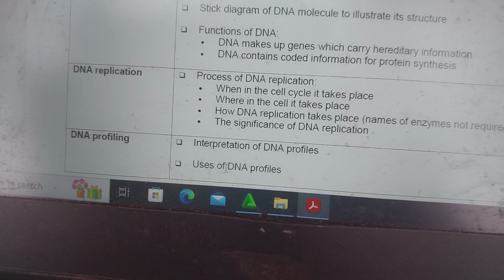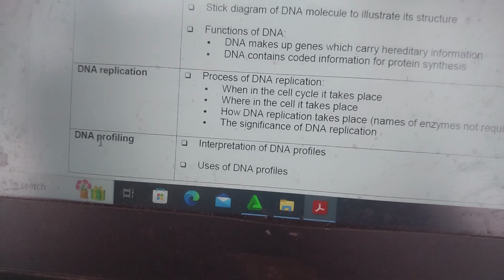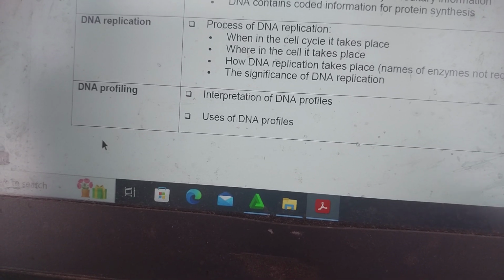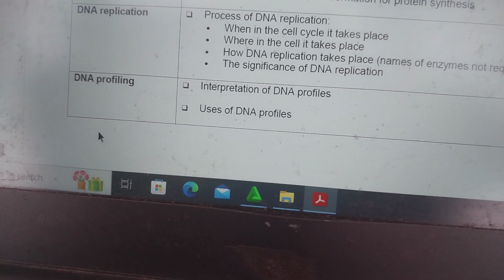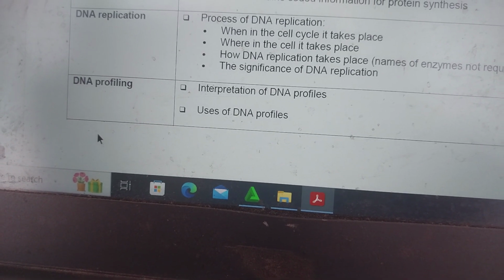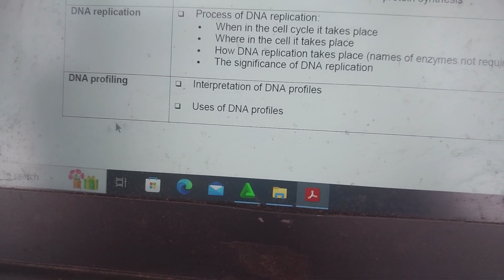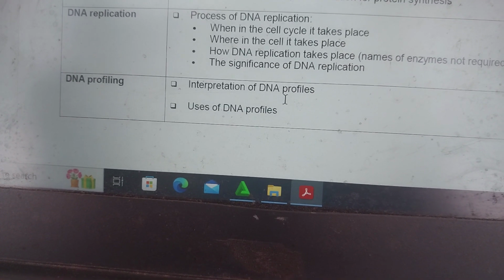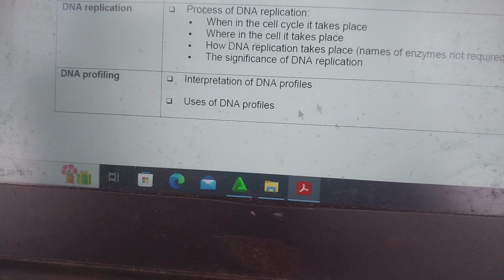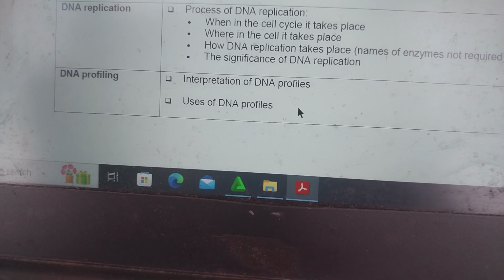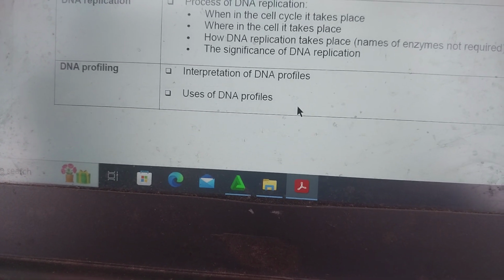Then you must also know what we call DNA profiling. Like, for example, when you go to Home Affairs, where they take your fingerprints and have the database for your fingerprints, what is the advantage of that? So you must know how to interpret the DNA profiles. You must know the DNA uses in the profile.